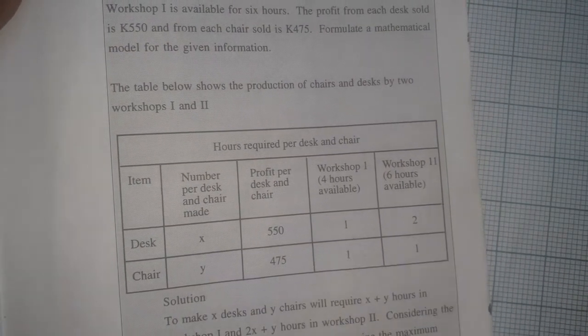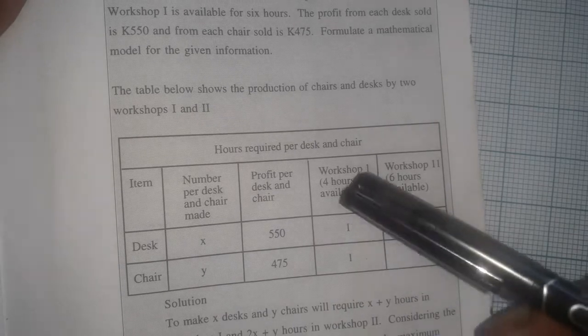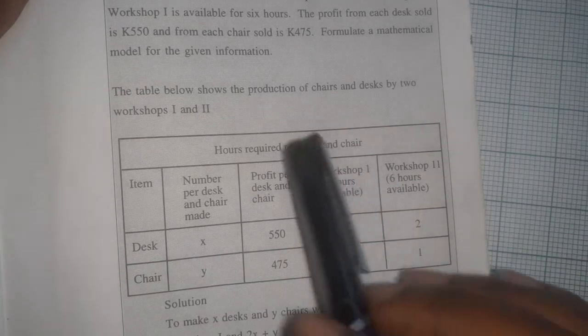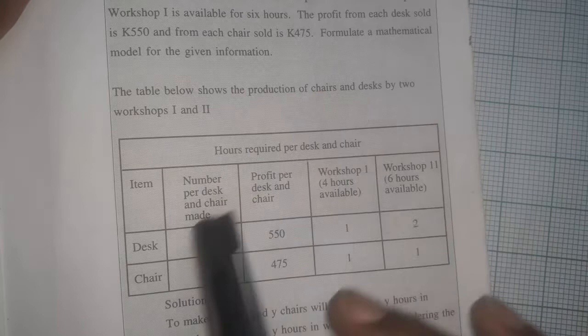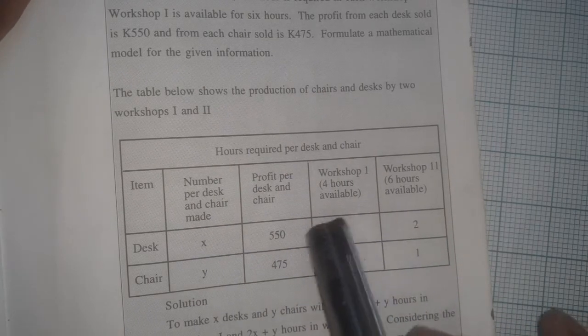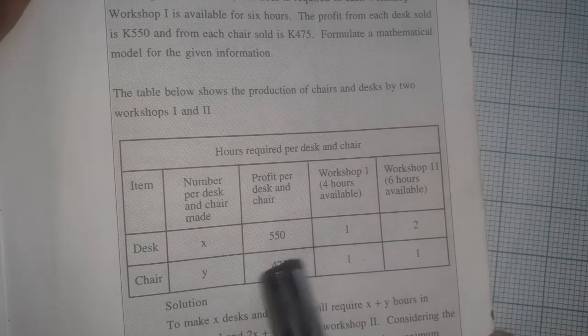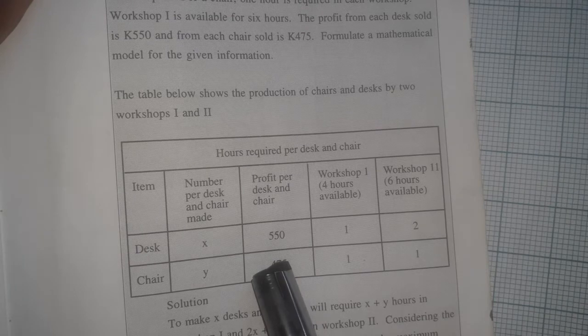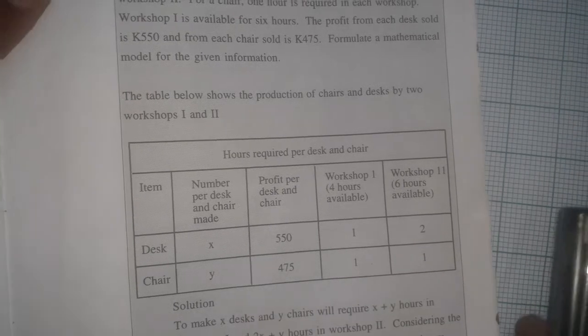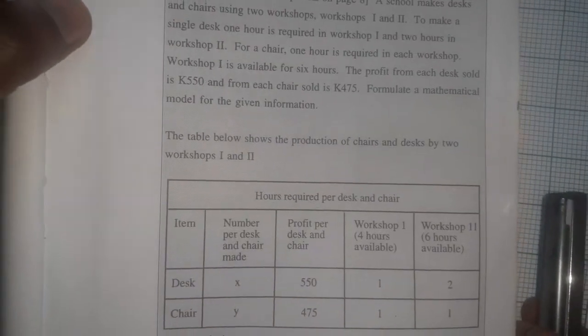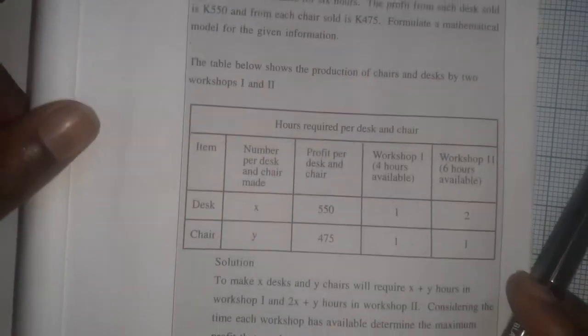So I want you to consider both cases where the question can be given. Sometimes the question would be given straight away, and the information will be given on the table. So from the table, we would need to come up with the inequalities. Okay? So here, this is what we are supposed to do.